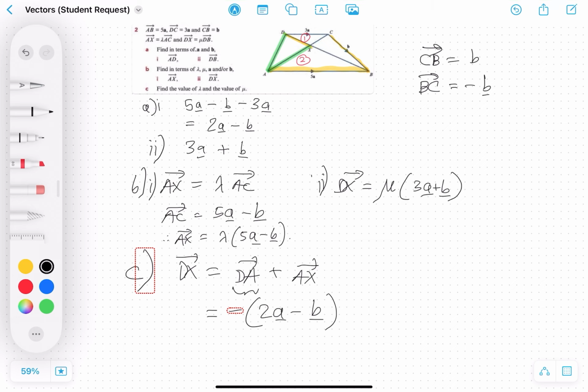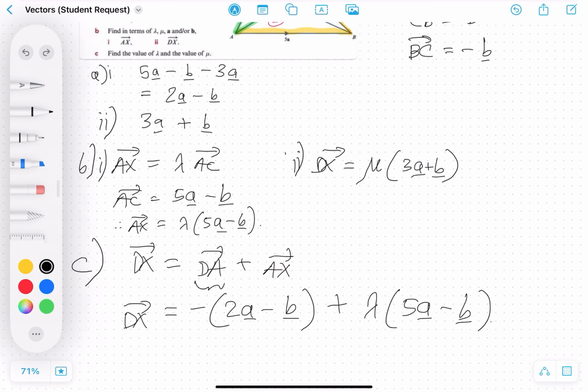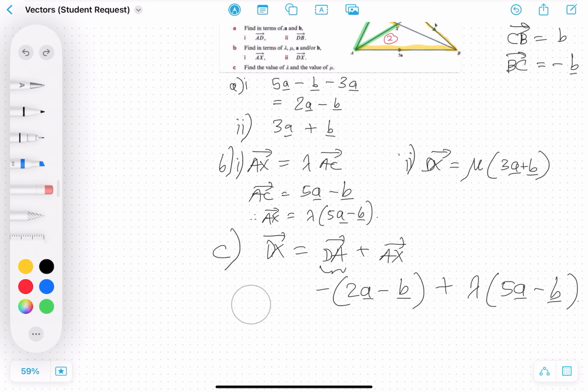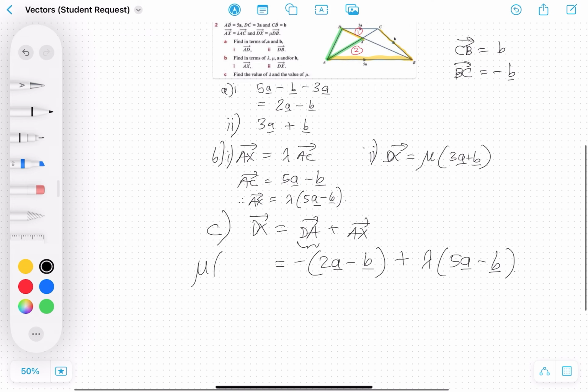Negative 2a minus b. And now we have plus AX. We've already solved for that in terms of lambda, so we can add that here, which is equal to lambda 5a minus b. So now this is equal to DX. But remember from the previous part, we found already that DX is equal to this in terms of mu. So we can substitute that in here. And we can now equate the two and say that mu of 3a plus b is equal to this expression right here, because both will give us the vector DX.